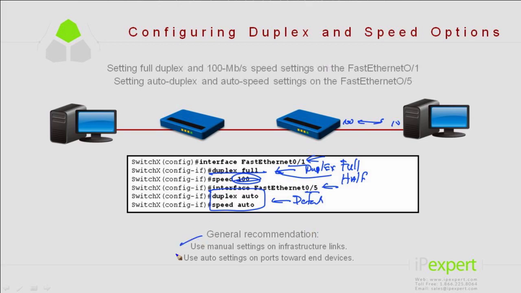Use manual settings on infrastructure links. What's an infrastructure link? Well, that's going to be a link connecting to switches or to routers. Also, use auto settings when we're going towards end devices. So it's perfectly fine to use auto negotiation to connect to a host, but if I want to connect between 2 switches, Cisco recommends that we actually go so far as to set these up as manual configuration. So in other words, we want to set them up to where they are not going to renegotiate.